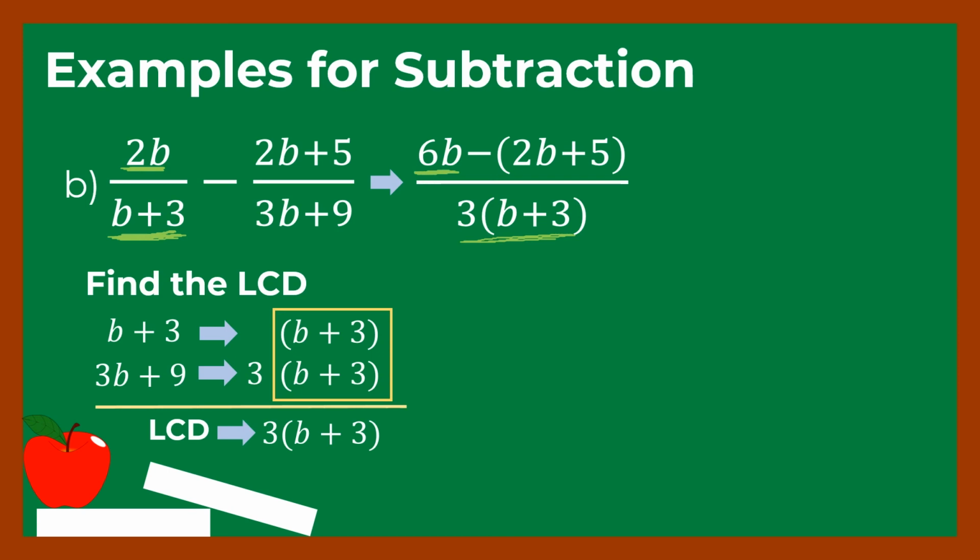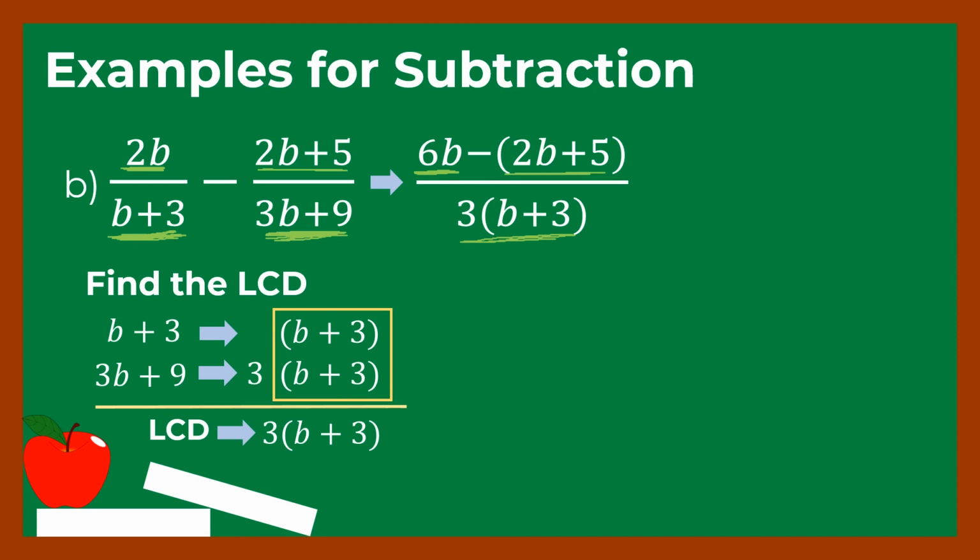And then itong isa naman, itong 2b plus 5. So focus tayo sa second na expression. So LCD divided by itong denominator na 3b plus 9, so it will be equal to 1 times itong 2b plus 5 na numerator. So magiging 2b plus 5. Then take note na dapat minus, and then don't forget to include the parenthesis. Dapat itong whole expression na 2b plus 5 ang merong negative sign. So dapat itong whole expression na 2b plus 5 ang may subtraction.